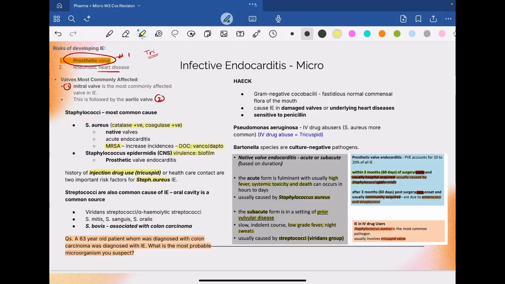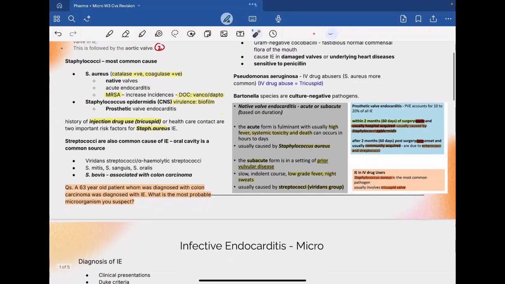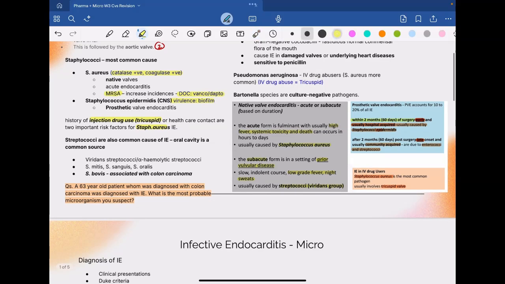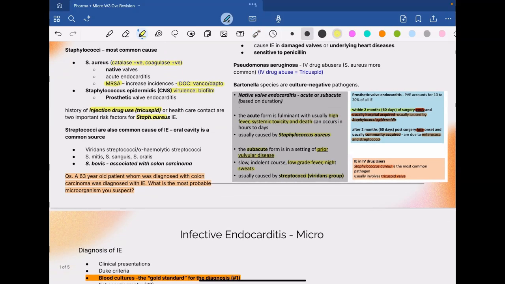Okay. For the streptococci, they're also a common cause of infective endocarditis. They're found in the oral cavity. So when you brush your teeth, you're introducing bacteria into your bloodstream through minor cuts and scratches in the gums. We have bacteria called strep viridans. They're alpha-hemolytic streptococci. We have strep mitis, sanguis, and oralis. The most important one is S. bovis, which is associated with colon carcinoma.